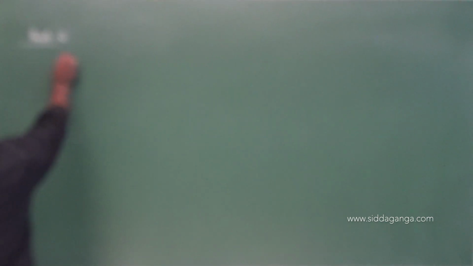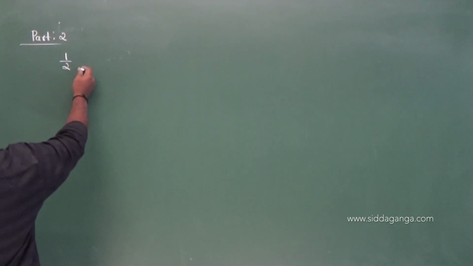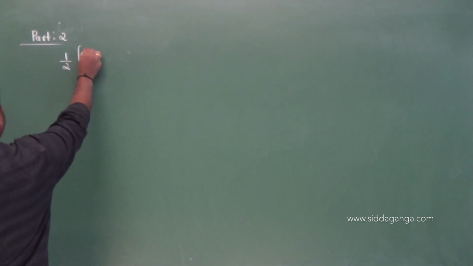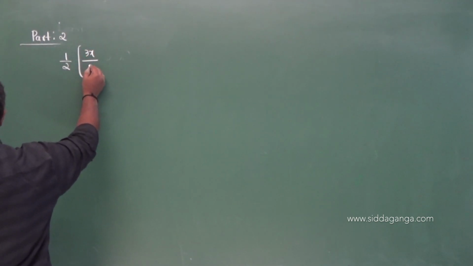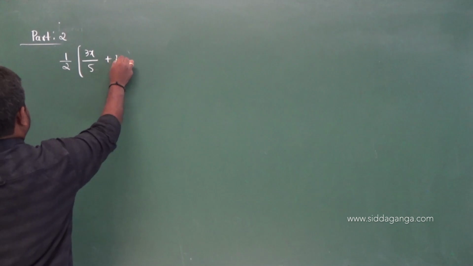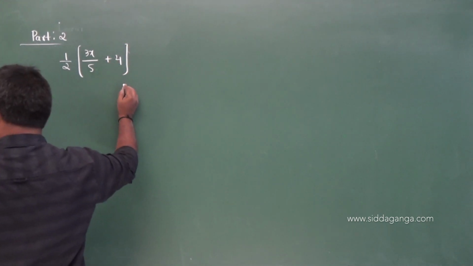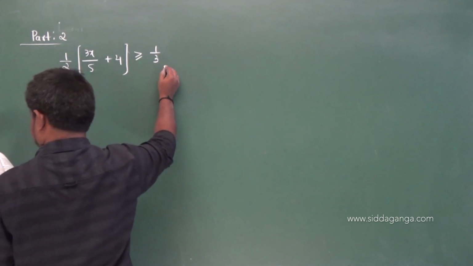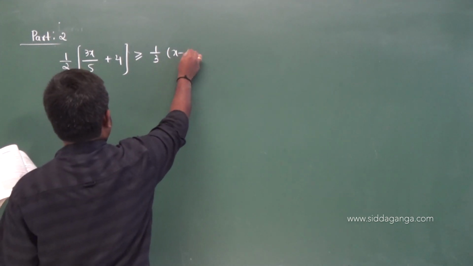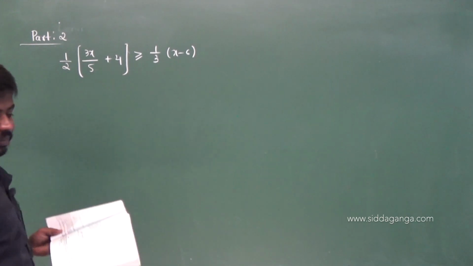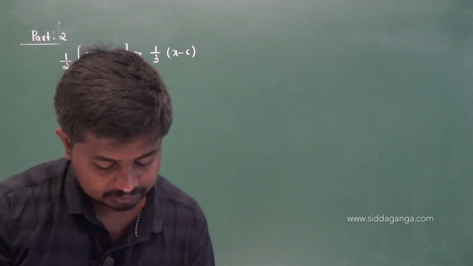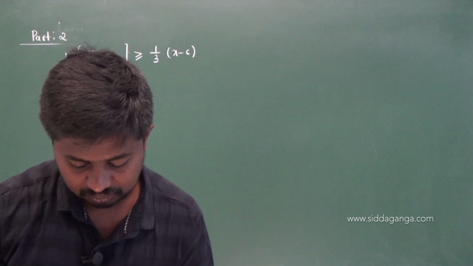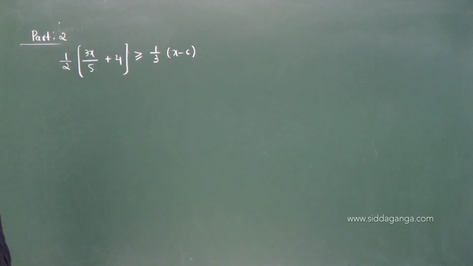12th question is like this. So half into 3x by 5 plus 4 is greater than or equal to 1 by 3 into x minus 6. So let me solve this.